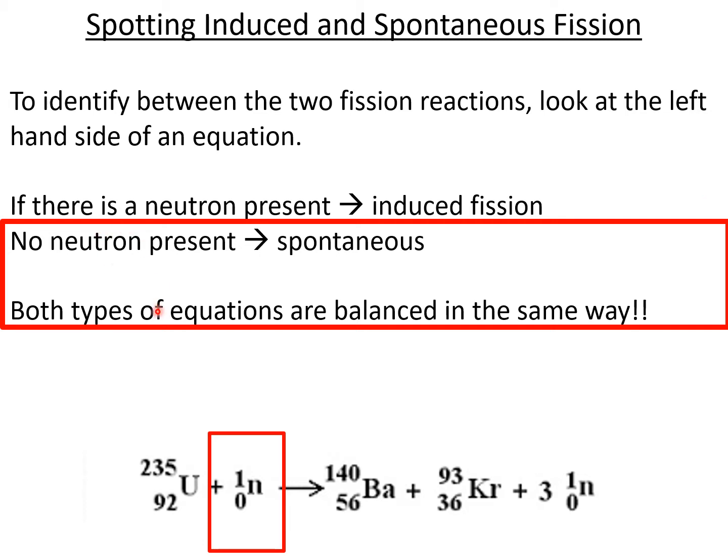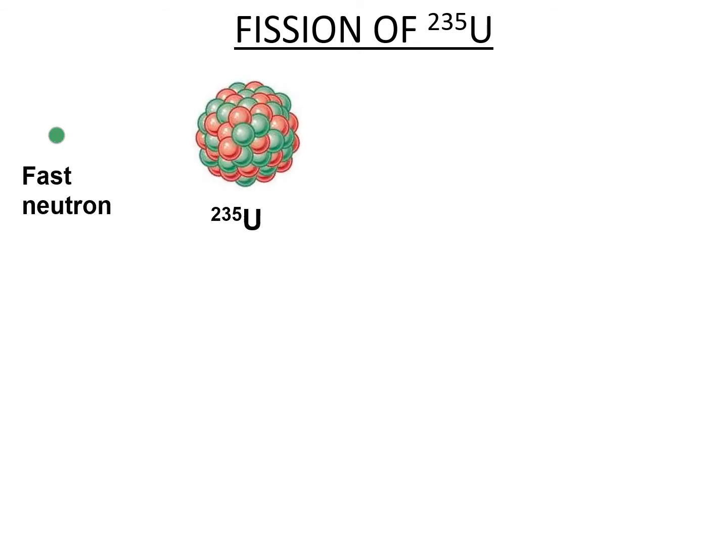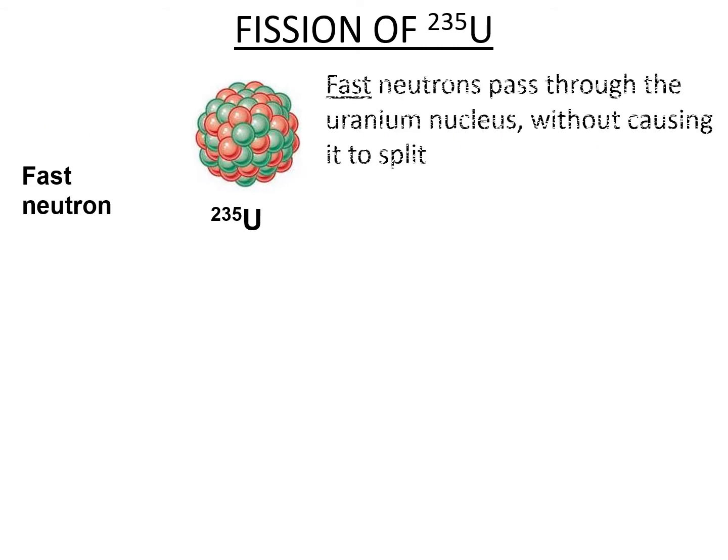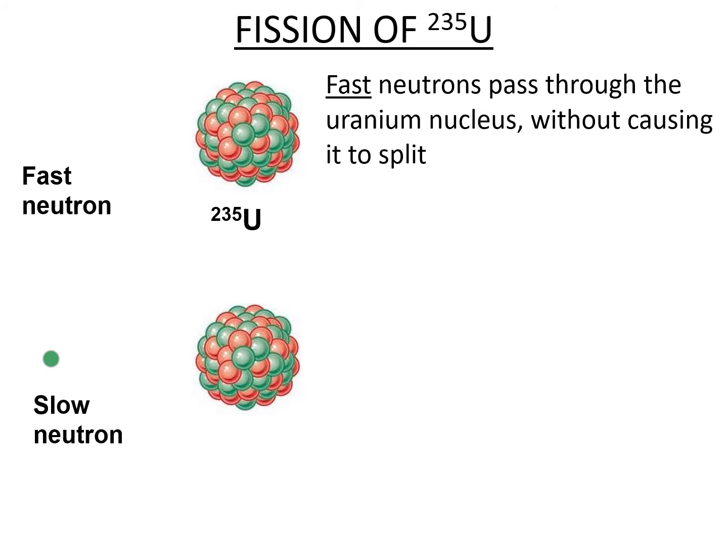So for me, the key bit there to write down is this bit there. Fission of uranium-235. So we have a uranium atom and a fast neutron. And if the fast neutron goes towards uranium, do you think any fission will happen? The answer is actually no. Fast neutrons will generally just pass through the uranium nucleus without causing it to split. What we need to do actually is to use a slow neutron.